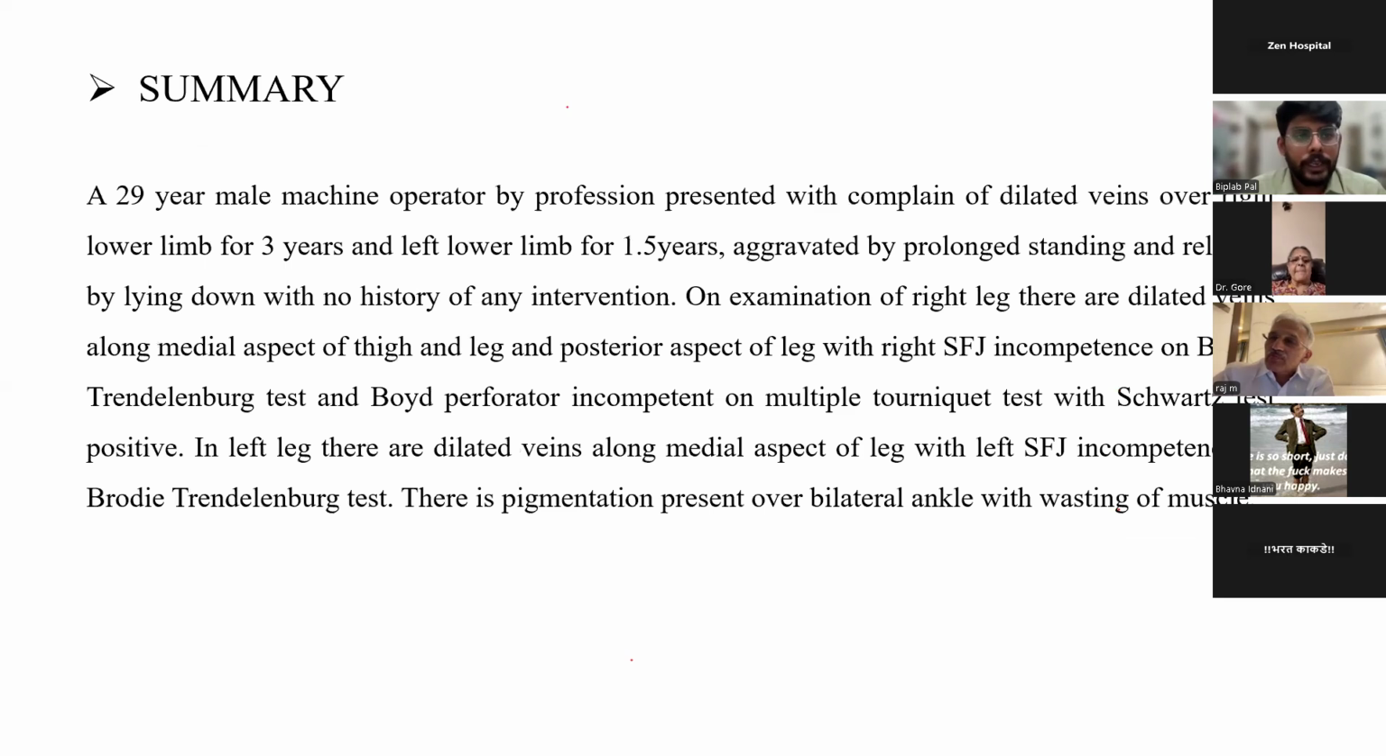Summary: a 29-year-old male machine operator by profession presented with complaint of dilated veins over the right lower limb for 3 years and left lower limb for 1.5 years, aggravated by prolonged standing and relieved by lying down, with no history of any intervention. On examination of the right leg, there are dilated veins along the medial aspect of thigh and leg and posterior aspect of leg, with right saphenofemoral junction incompetence on Brodie-Trendelenburg test and Boyd perforator incompetent on multiple tourniquet test, with Schwartz test positive. In the left leg, there are dilated veins along the medial aspect of leg with left saphenofemoral junction incompetence on Brodie-Trendelenburg test. There is pigmentation present over bilateral ankle.